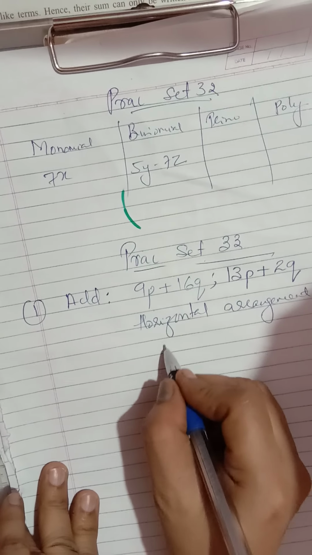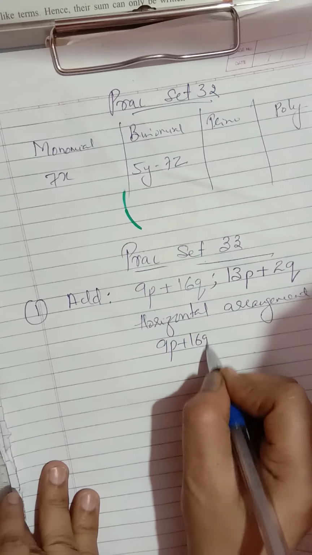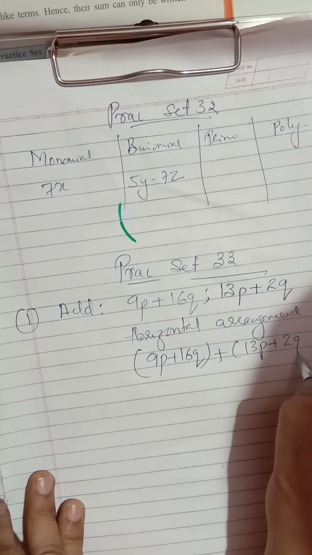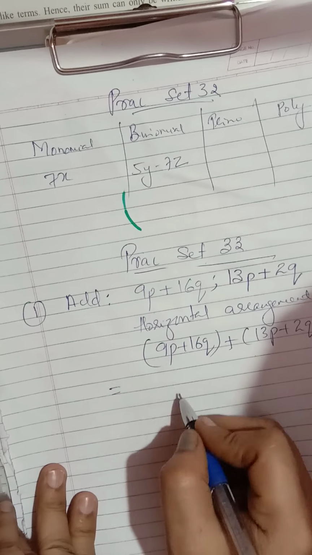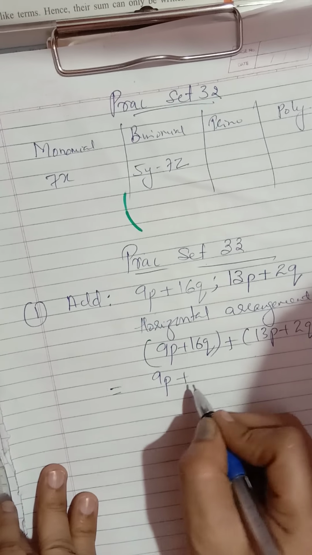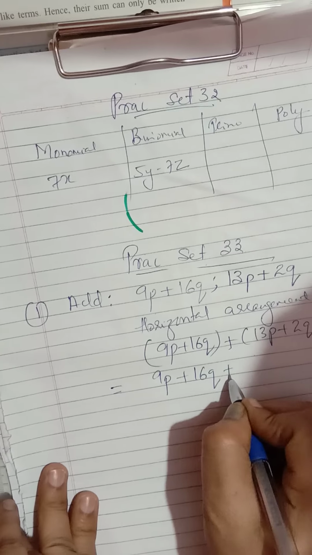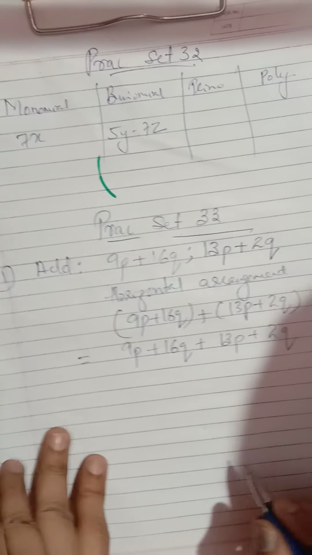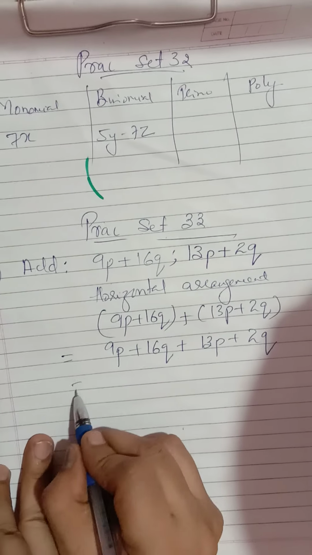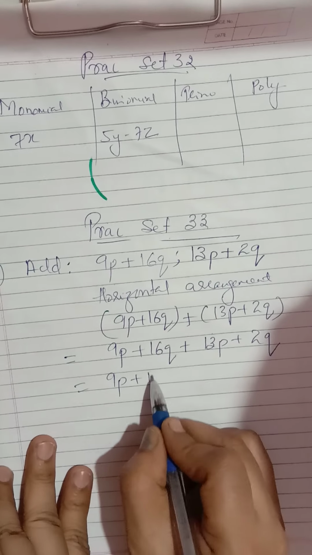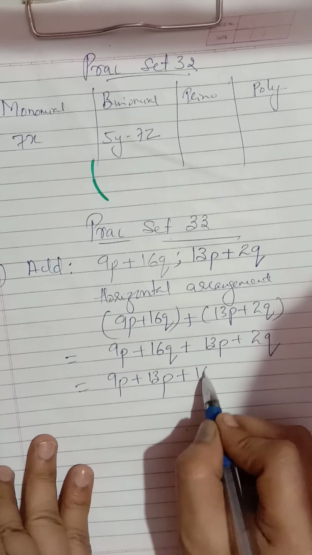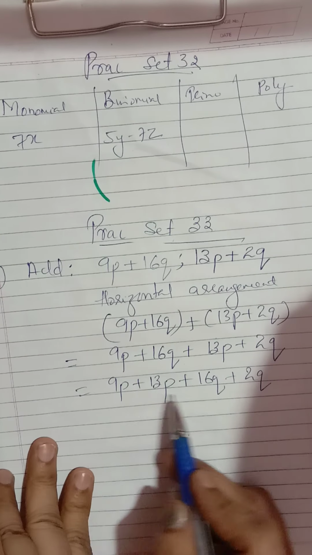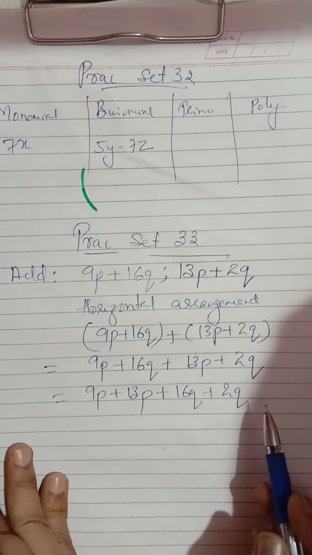Now see children, first step: 9p plus 16q in a bracket, plus 13p plus 2q in a bracket. Next step, you remove the terms out of the brackets: 9p plus 16q plus 13p plus 2q. Now what are you going to do? Bring like terms together: 9p plus 13p together, plus 16q plus 2q together. Okay, you are bringing and writing the like terms together.